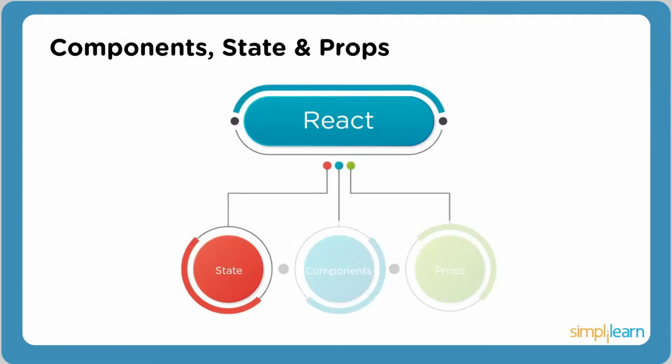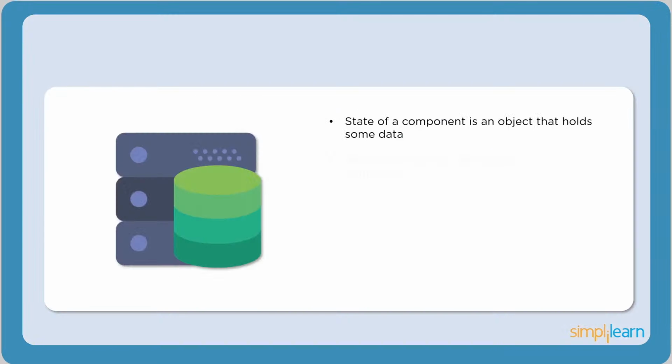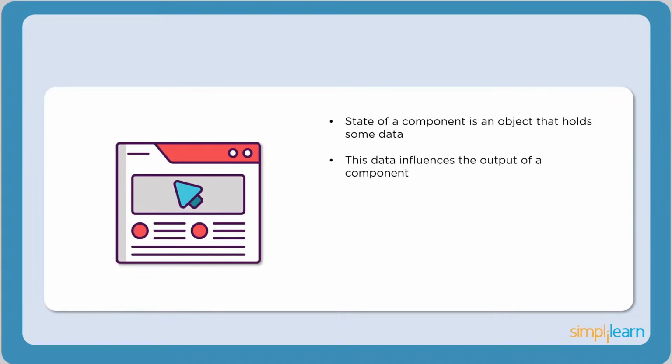The next concept is state. State of a component is an object that holds some data. This data influences the output of a component. Every time the state of an object changes, the component is re-rendered onto the screen.